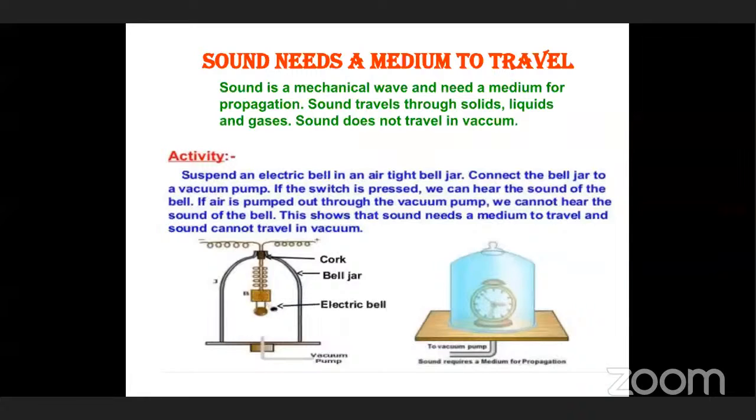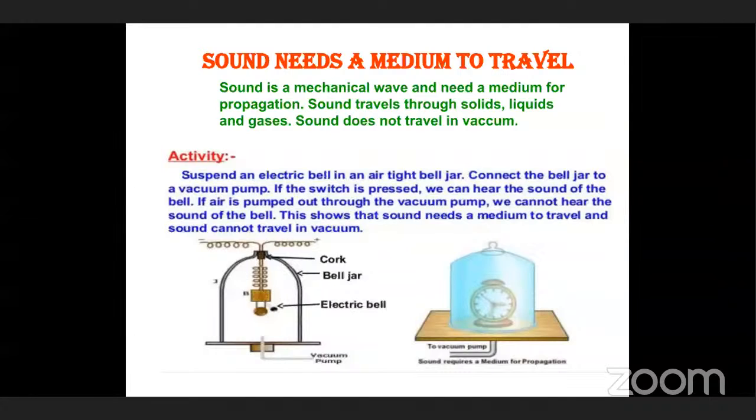Now, the teacher removes the air from that bell jar through a vacuum pump. Now again the switch is pressed, but here now we can't hear the sound of the bell. This shows that sound needs a medium to travel, and sound cannot travel in vacuum.